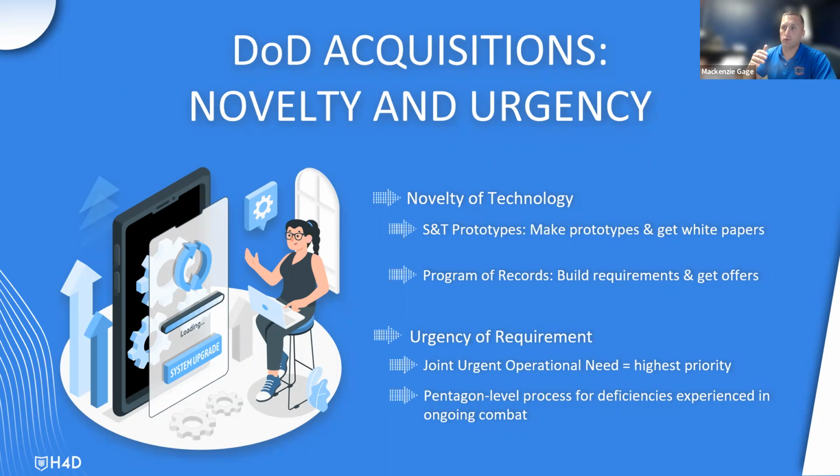Then you look at urgency of requirements. So a joint urgent operational needs statement is the highest priority. Looking at what was happening in Iraq with ISIS and the drones, that is an example of something that was highly urgent, and need statements were getting submitted up for capabilities to address that.